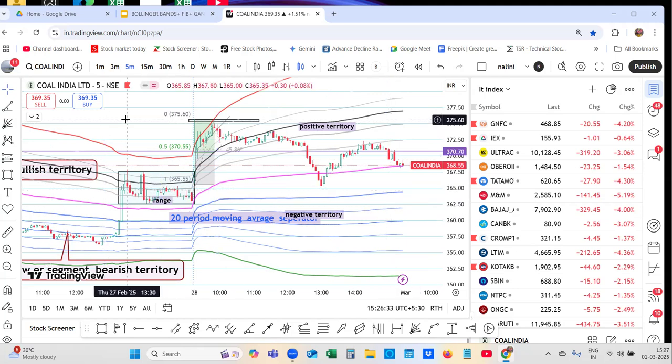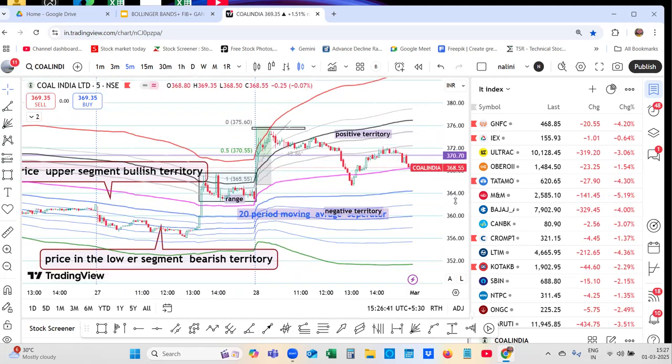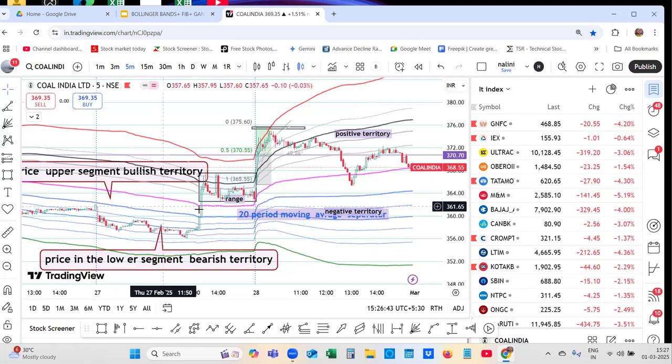Let me take you to it, so you will clearly see the price visually in the upper Bollinger Band territory, the bullish band territory. Even in the falling market of 400 points, this Coal India was moving higher. Why? Because yesterday it was consolidating before the close in the upper part of the Bollinger Band. Consolidation took place, that's why the price broke above that level.